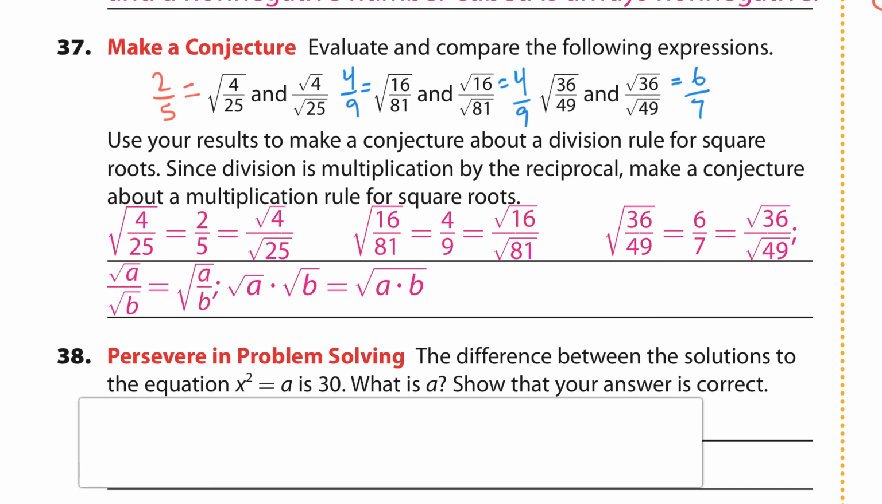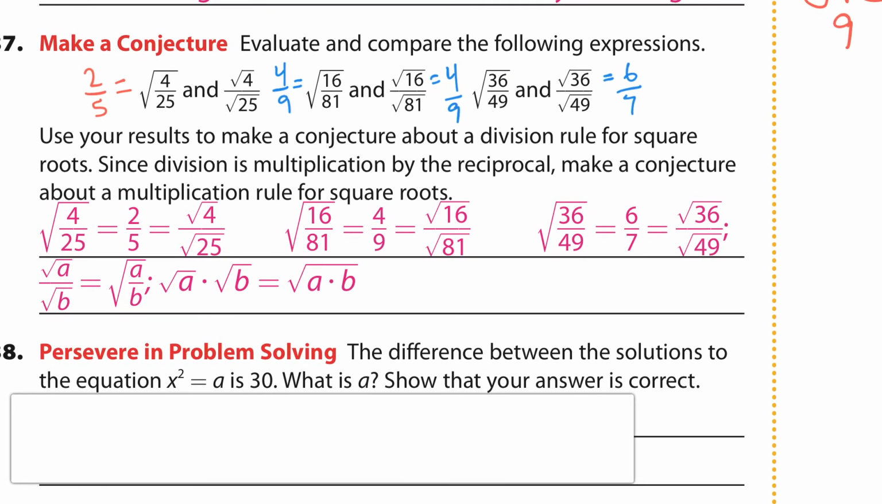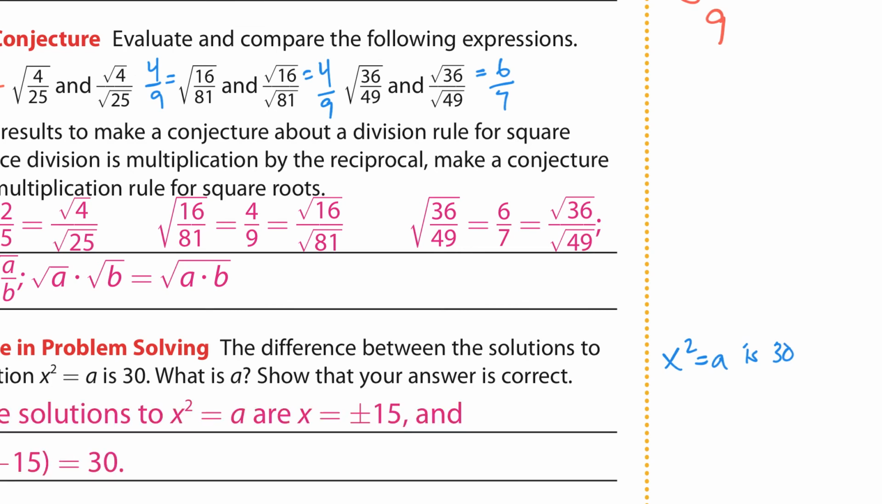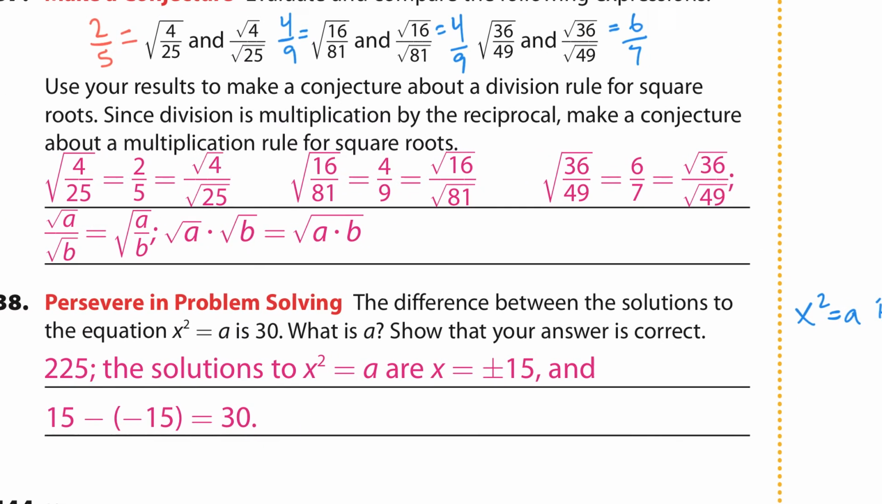And finally, the difference between the solutions to the equation x squared equals a is 30. What is a? Show your correct answer. So let's see, what is a? So if x squared equals a is 30, well, we can reveal what the publisher had to say about this, and it's 225.